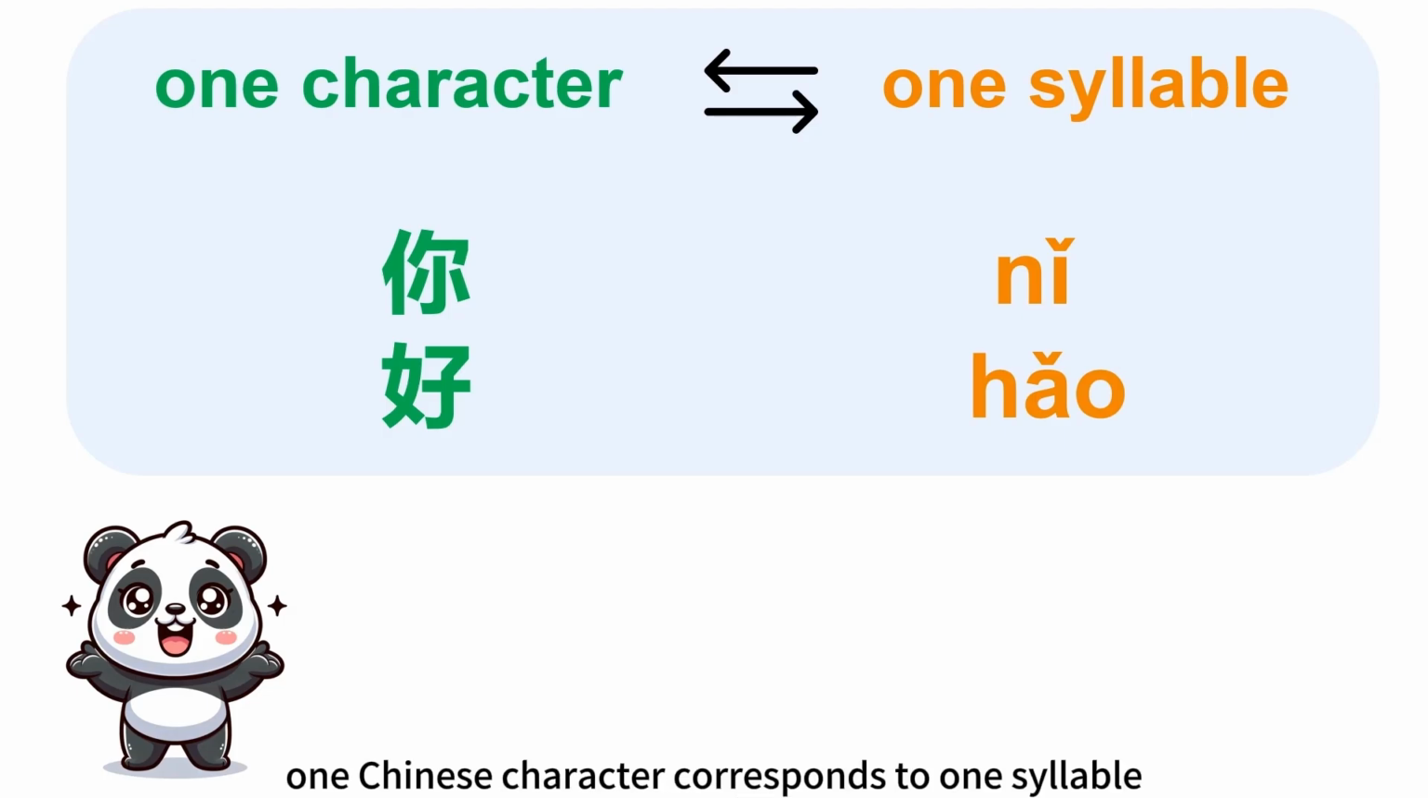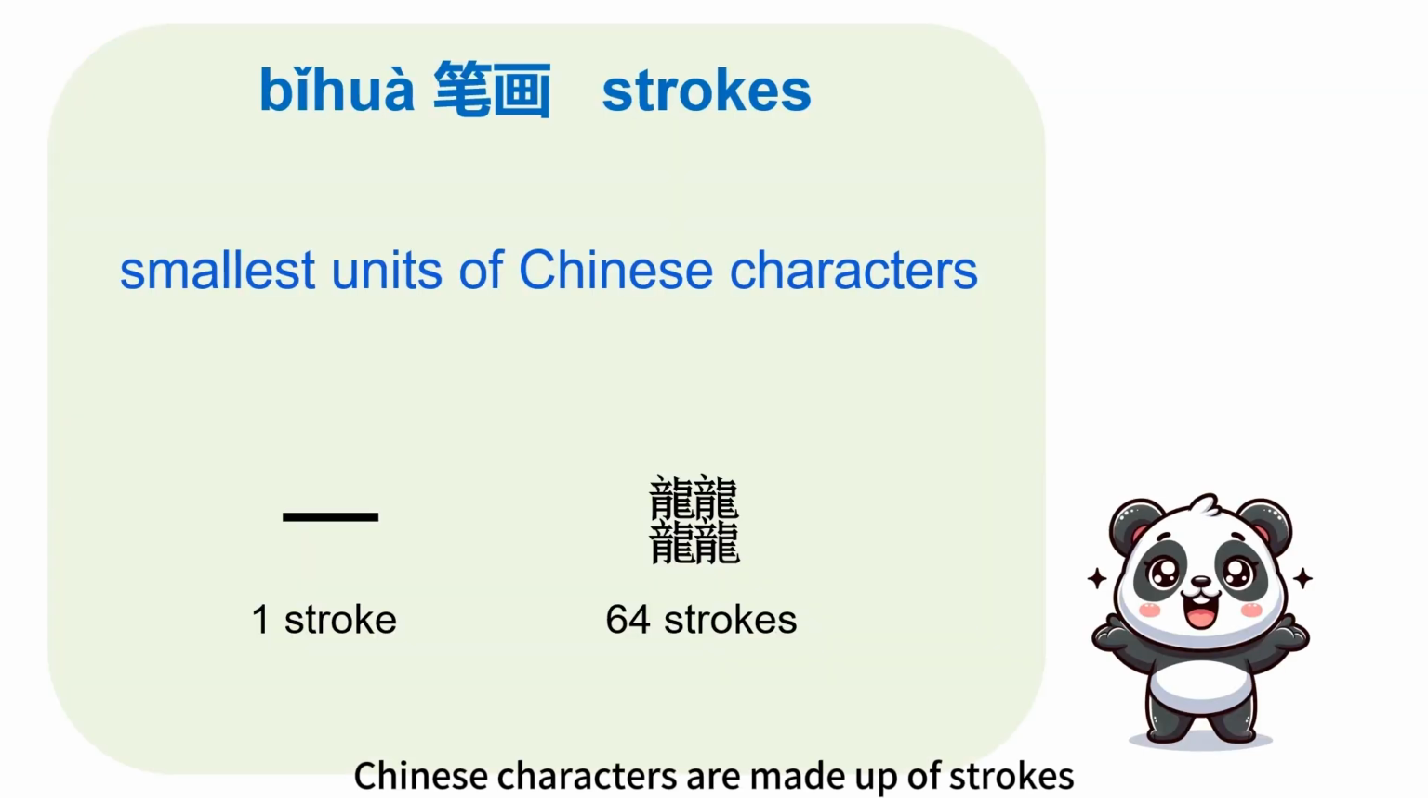Generally speaking, one Chinese character corresponds to one syllable. Chinese characters are made up of strokes, just like English words are made up of letters. Strokes are the smallest units of Chinese characters. When writing a character, the trace of a line or dot left on the writing surface by the movement from pen down to pen up is called a stroke.